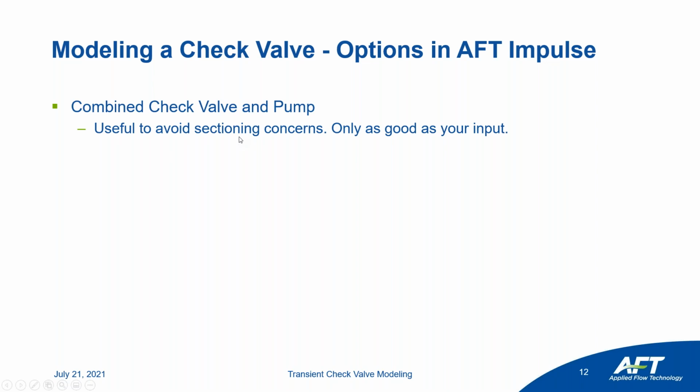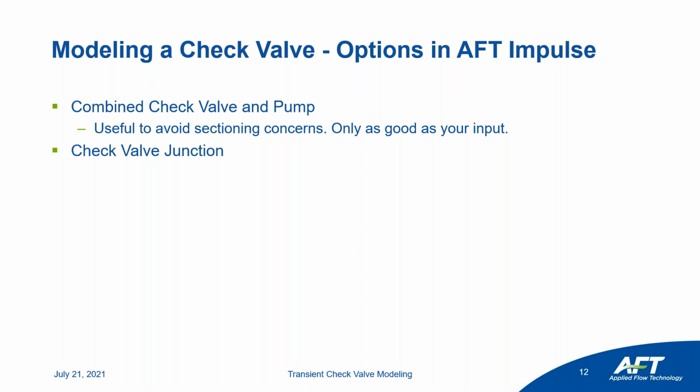So if you have a check valve that in reality is only 1 foot away from your pump, but you're modeling it on a pipeline where there's thousands and thousands of feet, it would be useful to avoid the concerns of sectioning with the small sections added between a check valve and a pump and that long pipeline that follows. Again, it's useful to avoid sectioning concerns, but it's also only as good as your input. So it's only as good as your guess at that reverse velocity, or that allowable reverse velocity.